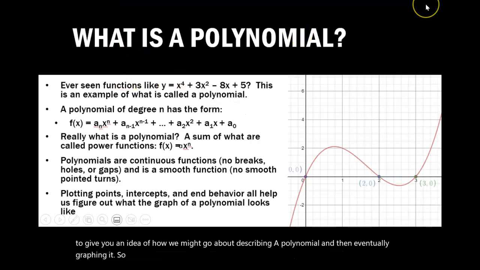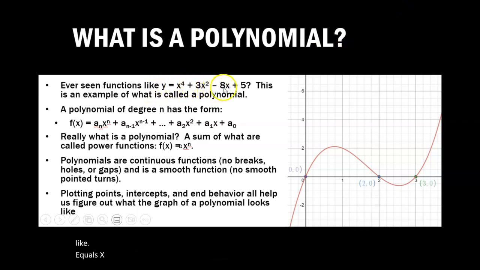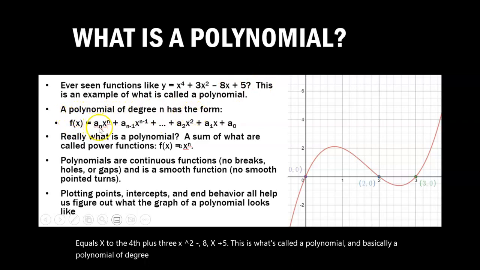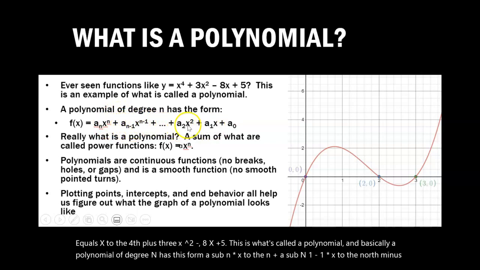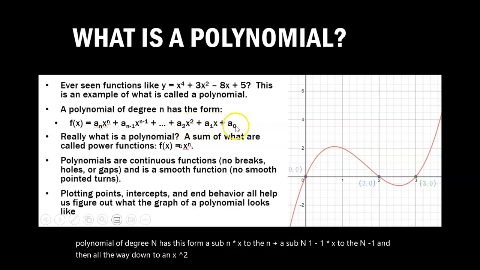So first of all, what is a polynomial? Well, if you've ever seen functions like y equals x to the fourth plus 3x squared minus 8x plus 5, this is what's called a polynomial. And basically a polynomial of degree n has this form: a sub n times x to the n plus a sub n minus 1 times x to the n minus 1, and then all the way down to an x squared term, an x, and an a sub 0 term. These are what are called terms here that compose our polynomial.